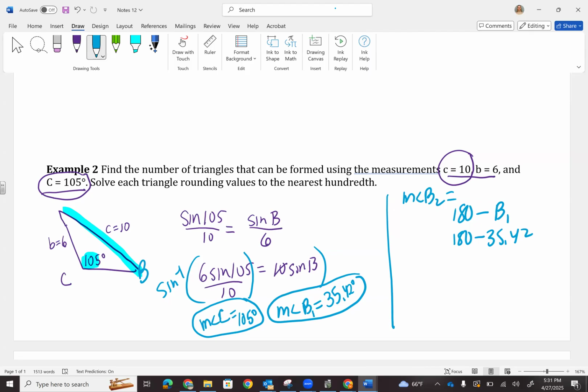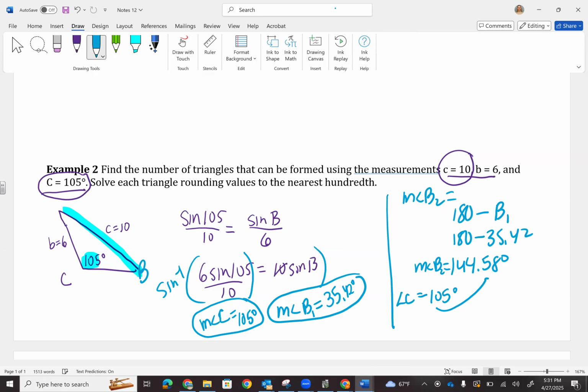because sometimes you feel like, oh, I understand, I don't need to try for two triangles because I can tell there won't be one. Other times you're like, I just don't feel so smart. So this would be the measure of B2. Angle C stays the same. The given values stay the same. So angle C equals 105.